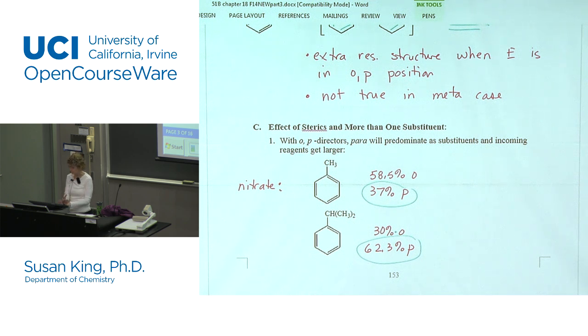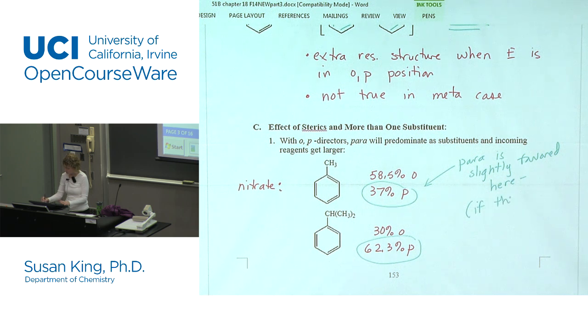Now, if that becomes a tert-butyl, we're going to get pretty much all para, as the tert-butyl group is much larger. With methyl, believe it or not, para is slightly favored here, and the reason is that methyl does have some steric effect. How can para be slightly favored here?